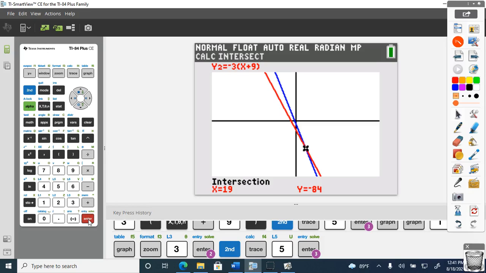Oh, crap, Connie. What? Negative 3. Negative good for. There you go.